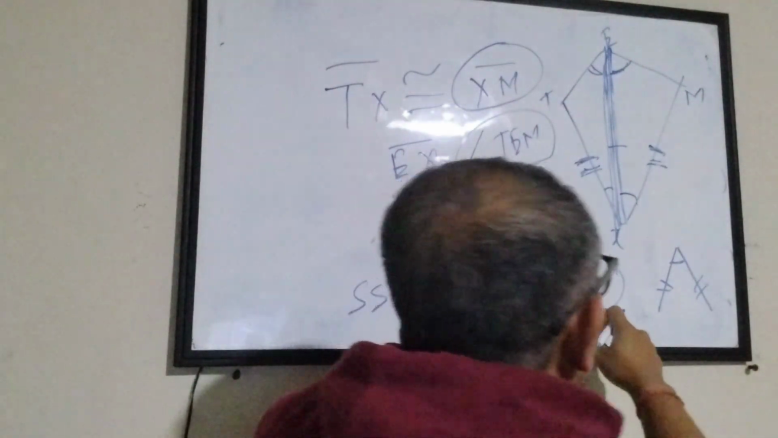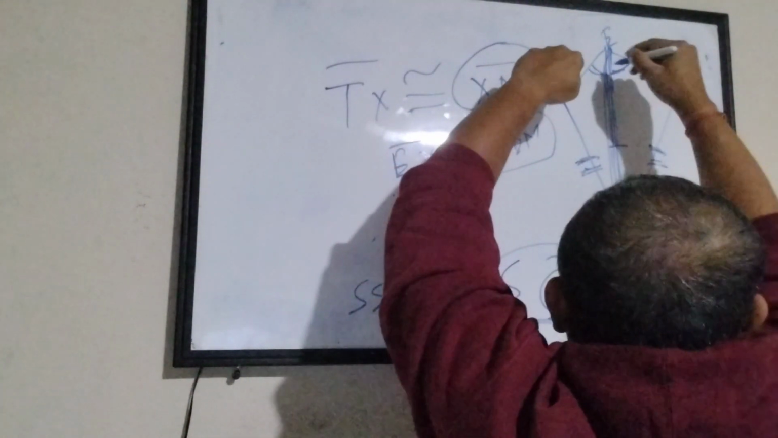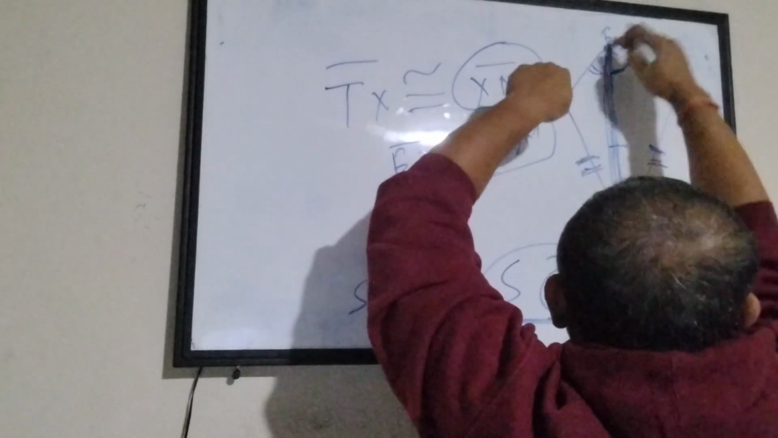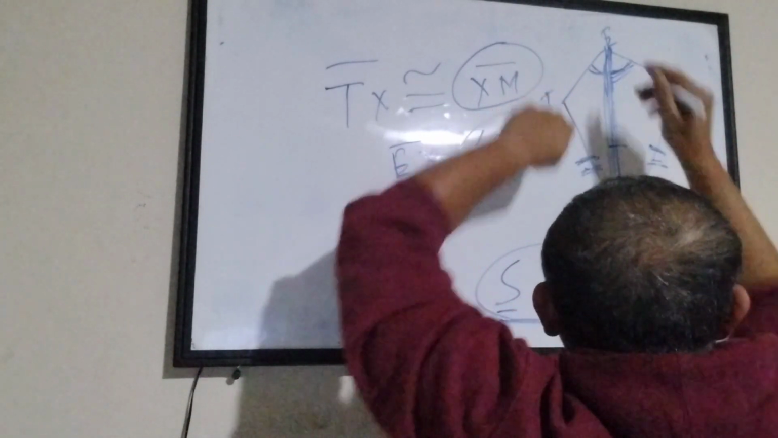So when you look at 7, it said EX is bisecting this angle. This is the case. These angles are matching anyway.